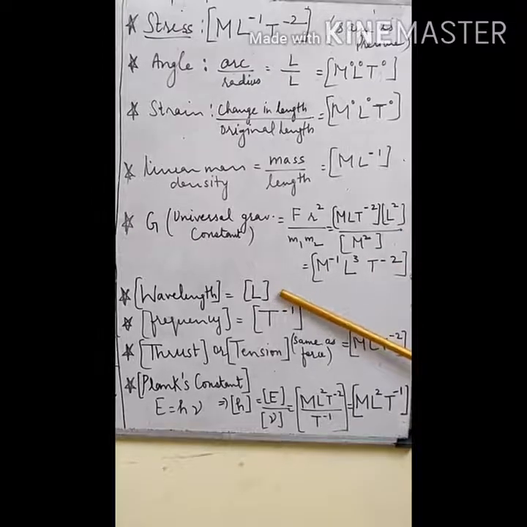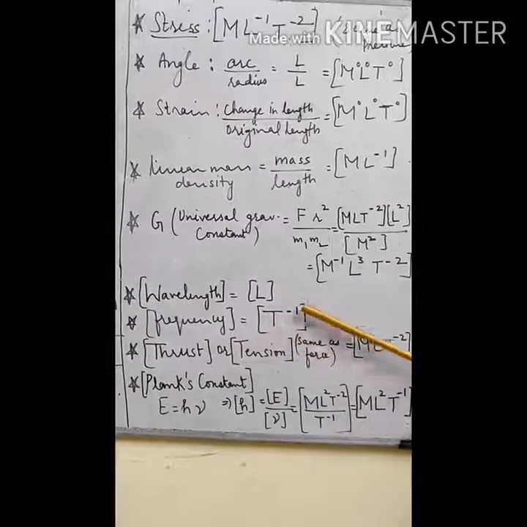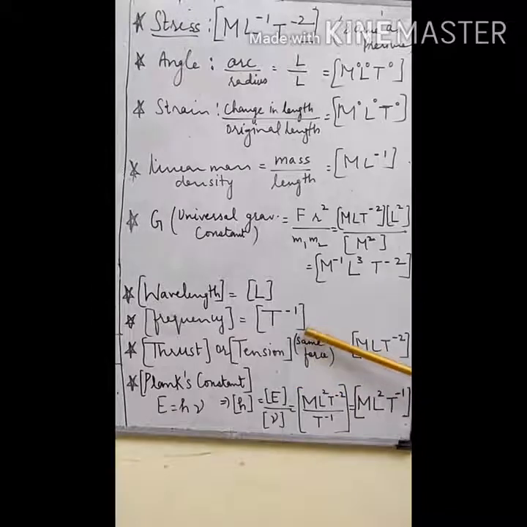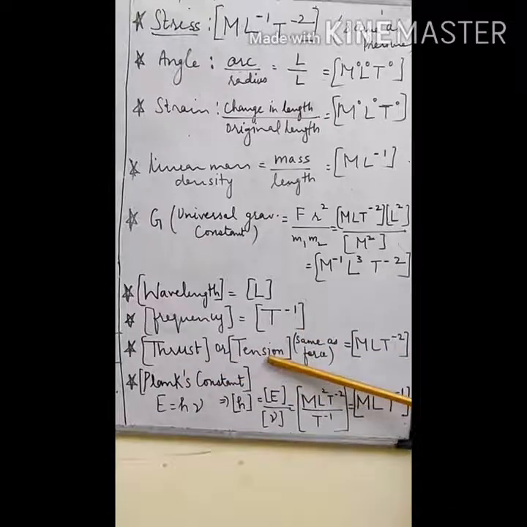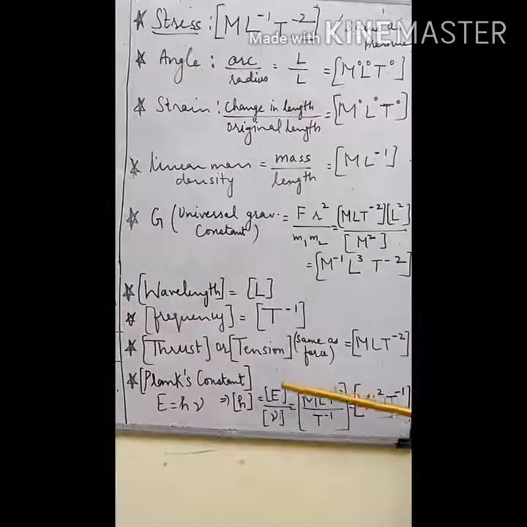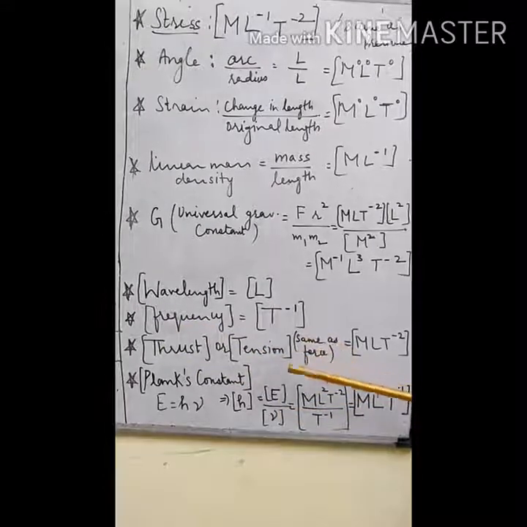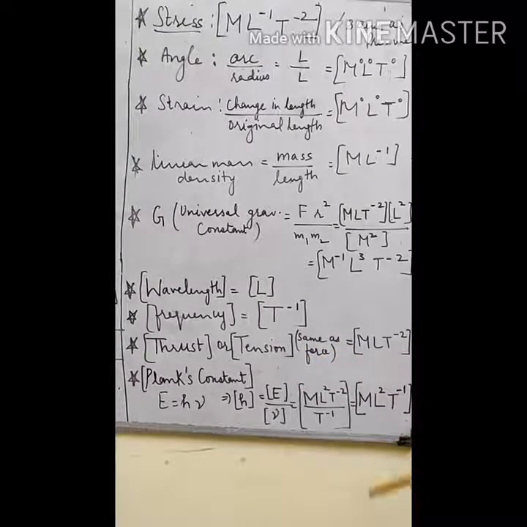Next is wavelength. As it is a length, hence the dimension will be same, meaning L. Frequency. Frequency is 1 upon time, hence the dimension will be T^-1. Thrust, tension, they both are different kinds of forces. Hence the dimensions will be same as that of force, MLT^-2.